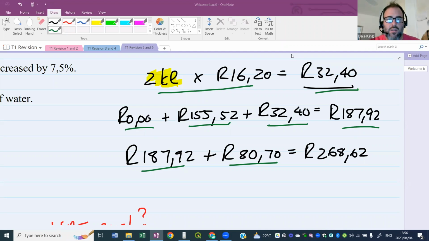And I get 26862. 26862. Now, guys, you're getting 249. What happened? Where did we go wrong? If you look at your calculations, because everyone should be writing this down, what is different? What is different between me and you?